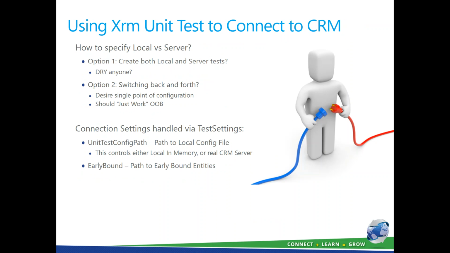So how do you get around those limitations? Well, you actually connect to CRM to do your testing. And then that brings up some new questions as well. How do you specify how to connect? There are two options. The first one is you create two different tests, one for local and one for server. And then the server ones always connect and the local ones always don't connect.